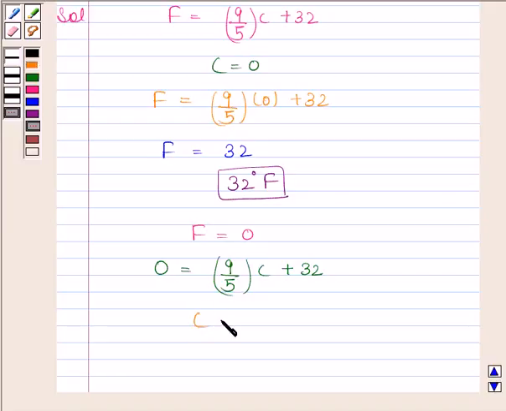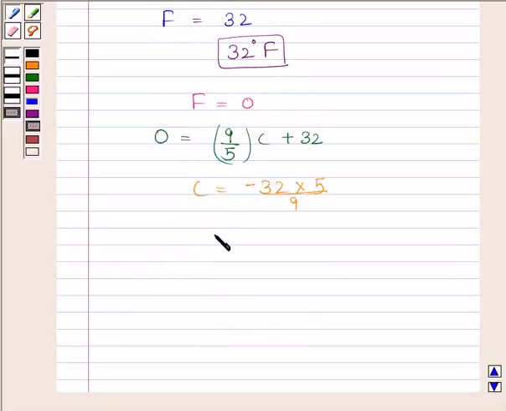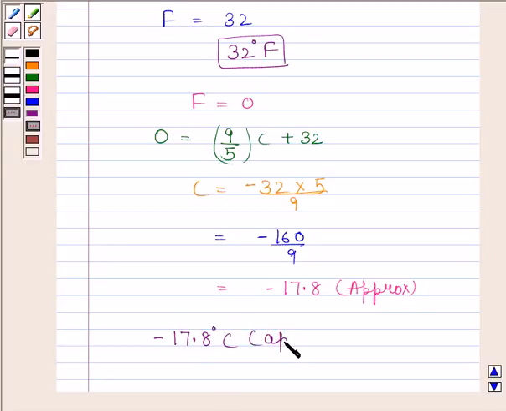Thus, C is equal to minus 32 into 5 by 9. And this is equal to minus 160 by 9. And this is equal to minus 17.8 approximately. Therefore, when the temperature is 0 degree Fahrenheit, then the temperature in Celsius is minus 17.8 degree Celsius approximately.